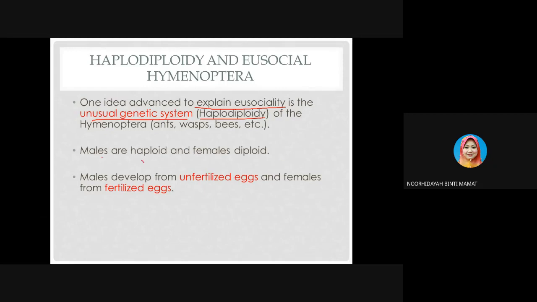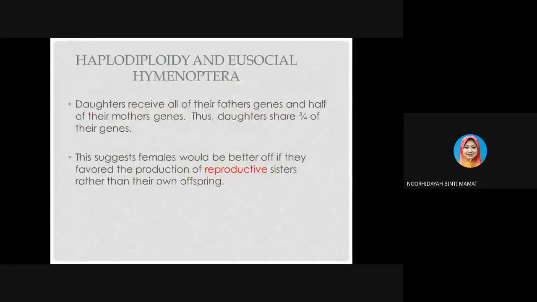So males are haploid and females are diploid. Males develop from unfertilized eggs, that is why males are haploid, and females develop from fertilized eggs, that is why females are diploid. This is the unusual genetic system, haplodiploidy, and it may explain eusociality in the Hymenoptera. The daughters receive all of their father's genes and half of their mother's genes. Thus, the daughters share three quarters of their genes.